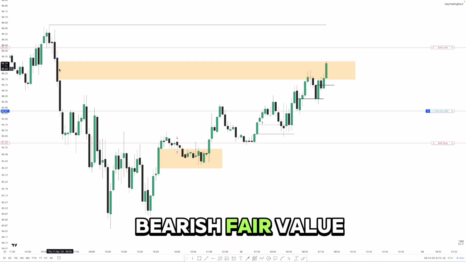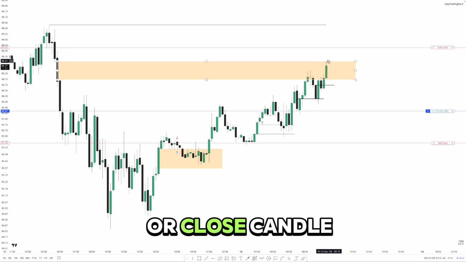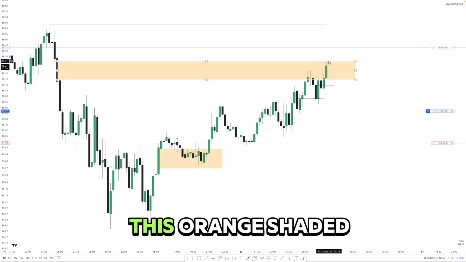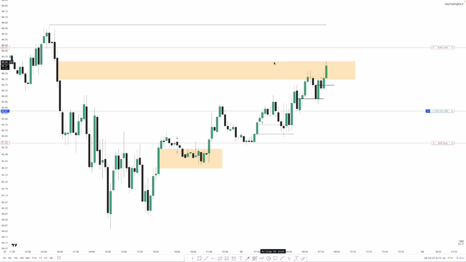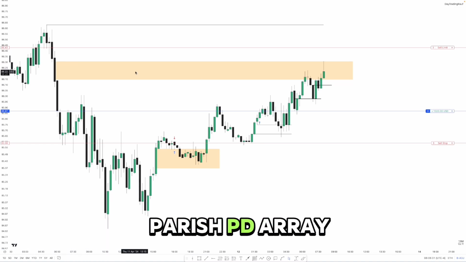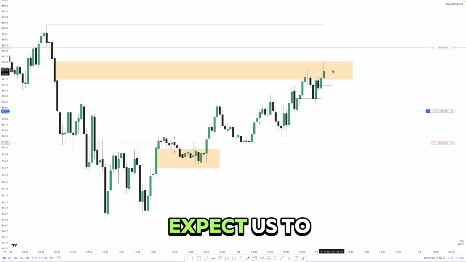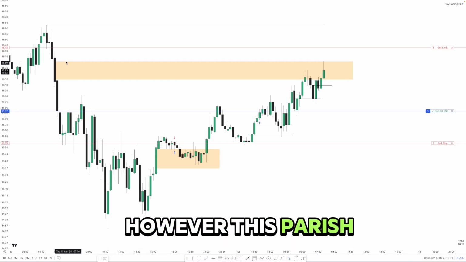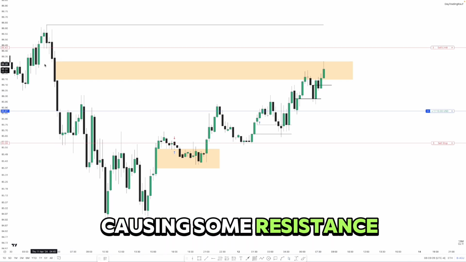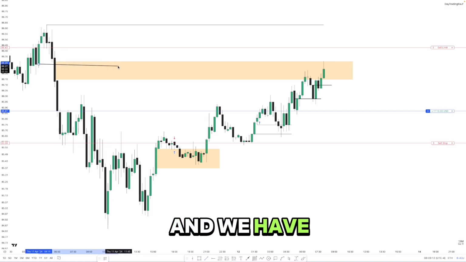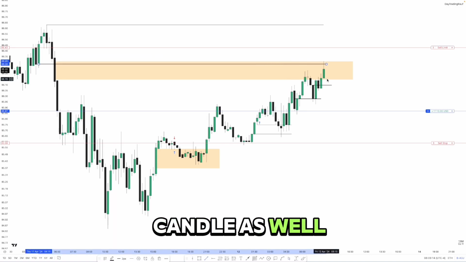This is a bearish fair value gap, and I want to see this green up close candle close outside of this orange shaded area. Right now, as this is a bearish PD array, you can see how we are having a reaction away from it. I would still expect us to trade higher. However, this bearish PD array is causing some resistance, and we have this up close candle as well.